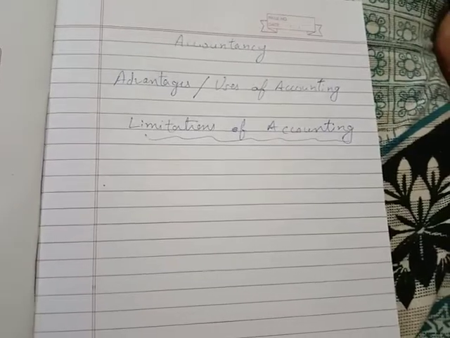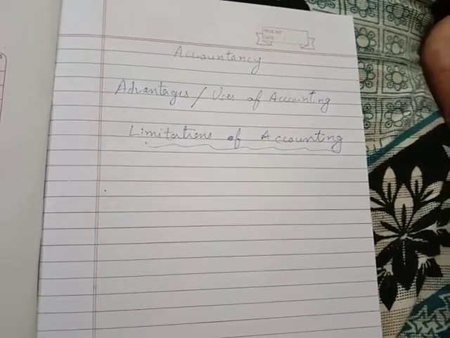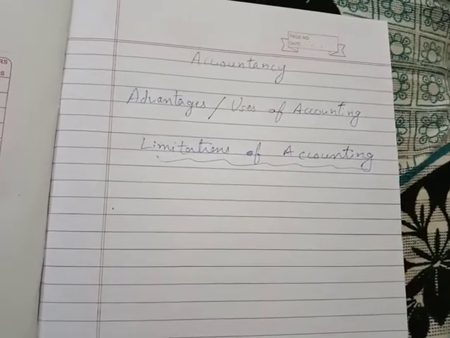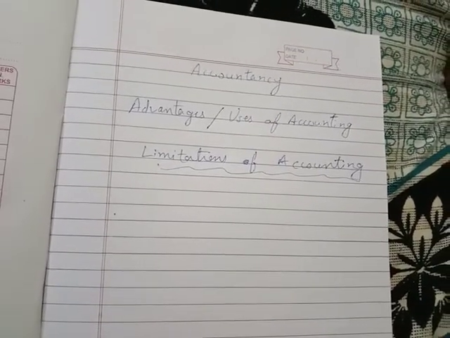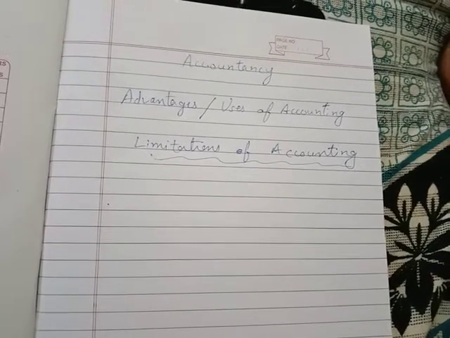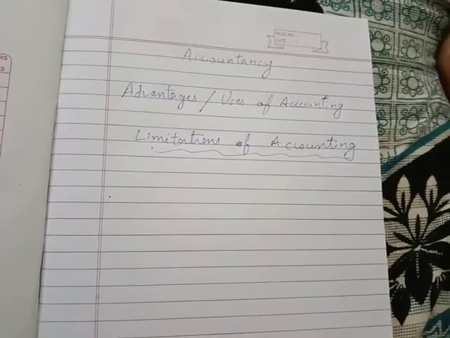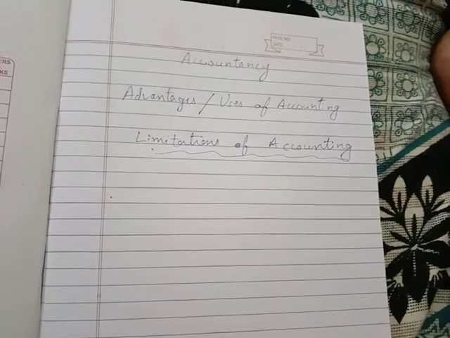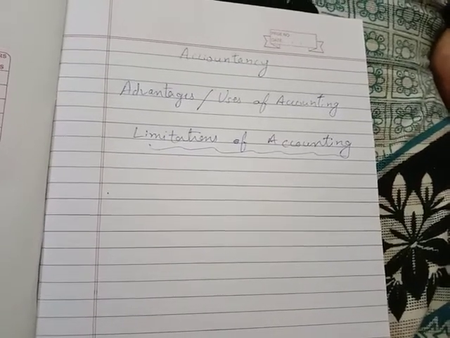Sixth point is affected by window dressing. Window dressing refers to the practice of manipulating the accounts so that the financial statements may disclose a more favorable position than the actual position. Many businessmen use this practice of window dressing.